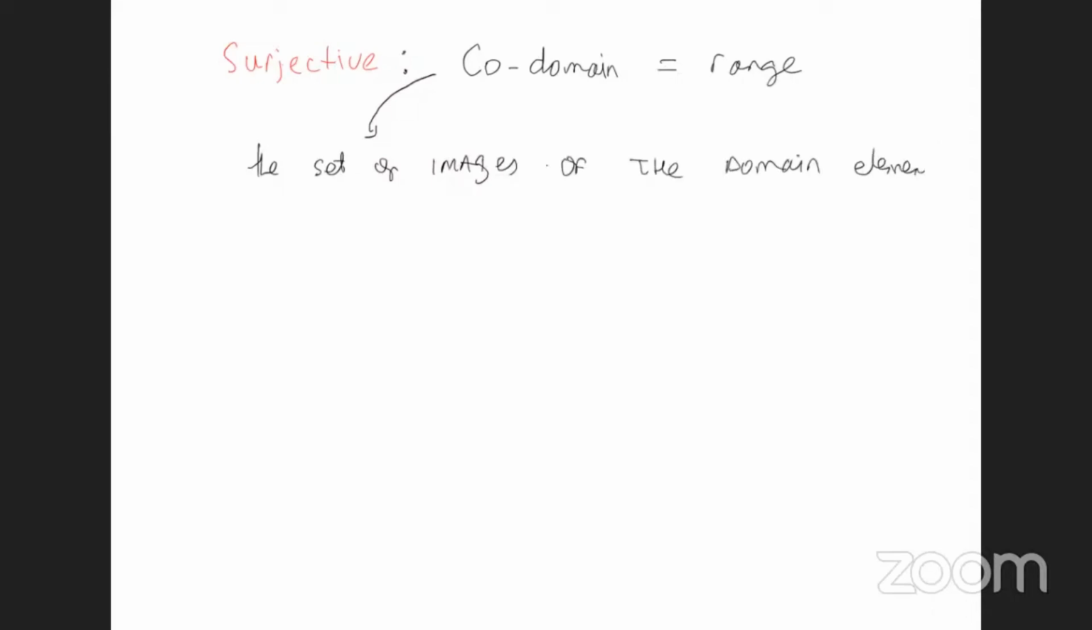Right, surjective in short, I'll give you the short version first. The codomain equal to the range. Once we could show the codomain equal to the range, then it's surjective. This also states that the set of images of the domain equal to the codomain is what we have for a surjective function.